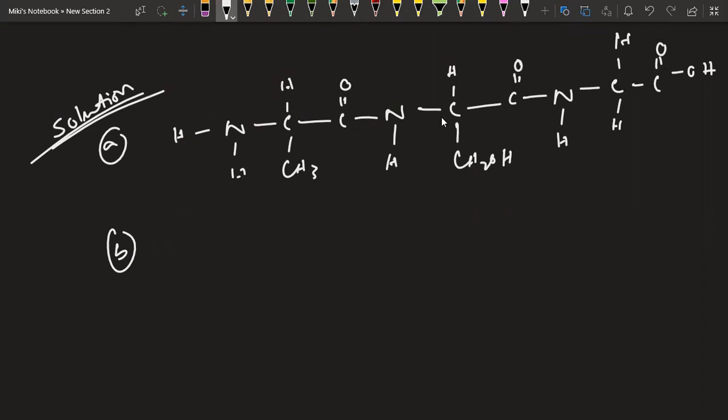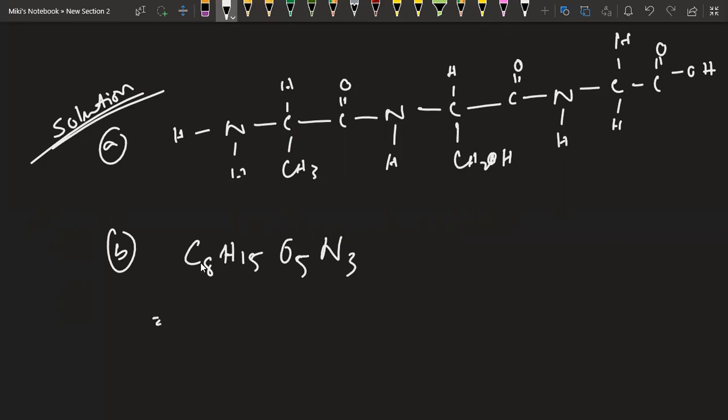Carbon number 1, 2, 3, 4, 5, 6, 7, 8. So C is 8, isn't it? C8, then how many hydrogens? 1, 2, 3, up to 15. H15. We have oxygen, how many? 1, 2, 3, 4, 5. So oxygen is 5 and nitrogen is 1, 2, 3. So 3 nitrogen. Okay, now let's calculate.